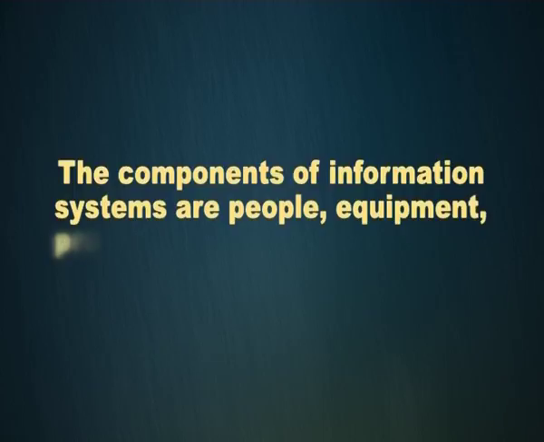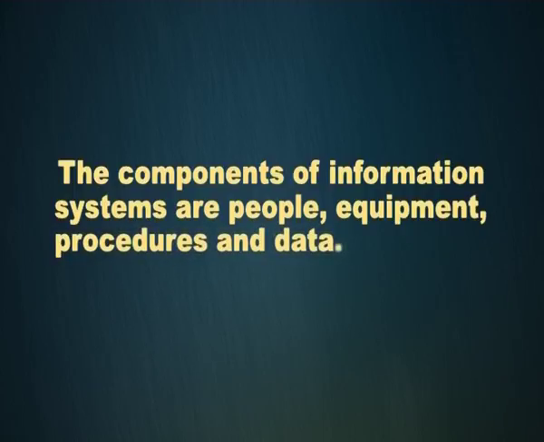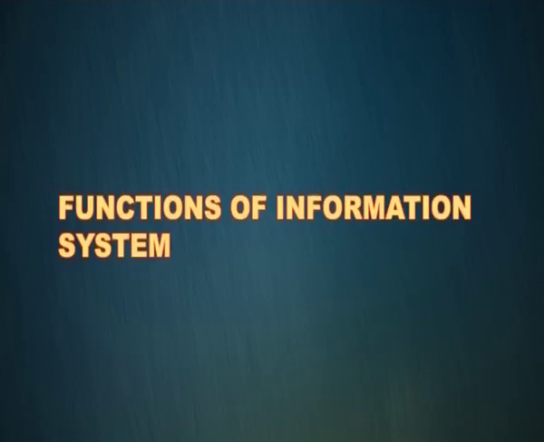An information system is a system that handles the flow and maintenance of information which supports the business operation. The components of information systems are people, equipment, procedures and data. Information systems are used by organizations for different purposes. The functions of information systems. Information systems serve 4 major organizational levels.